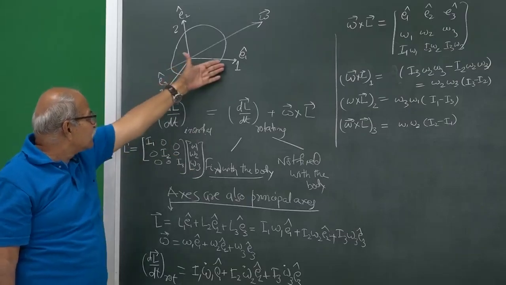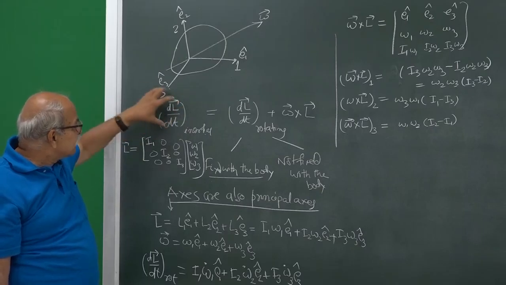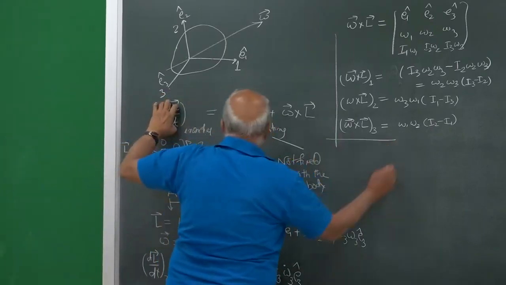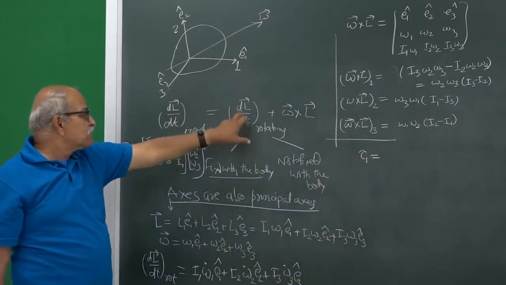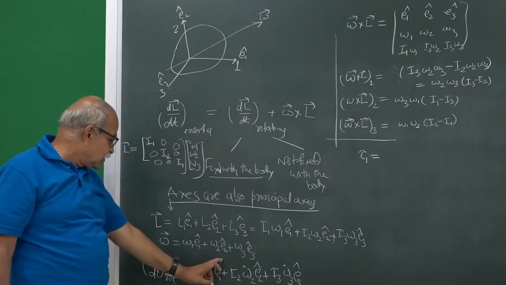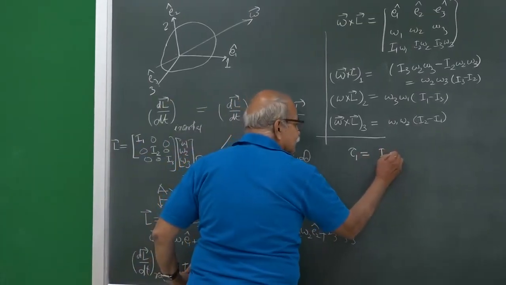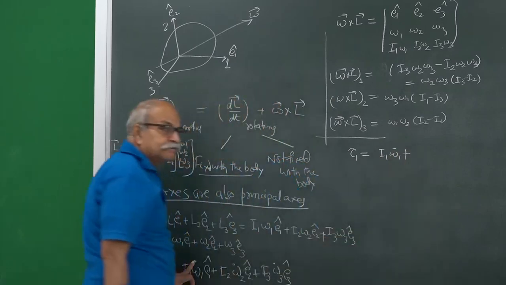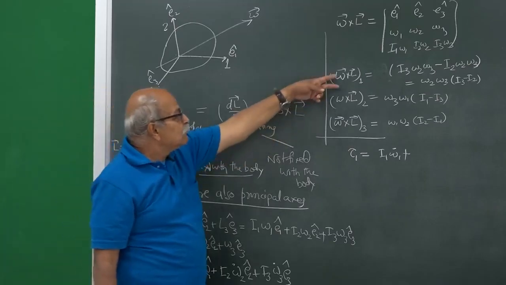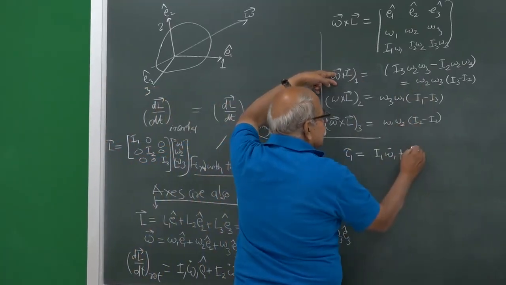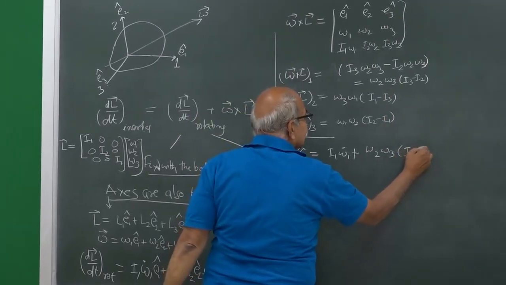So, the one component in this direction will be tau 1, one component of the torque. So, now we are writing this equation: one component of the torque is equal to one component of dL/dt, which is I1 omega 1 dot, plus one component of omega cross L, which is here. So, it is plus omega 2 omega 3 and then I3 minus I2.